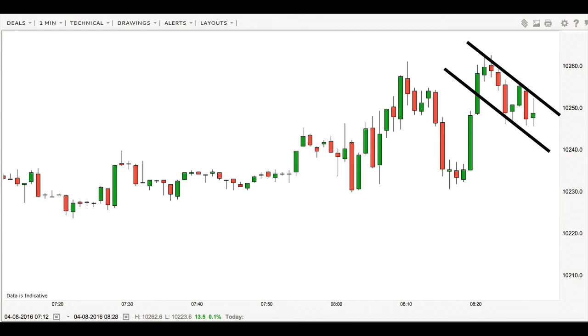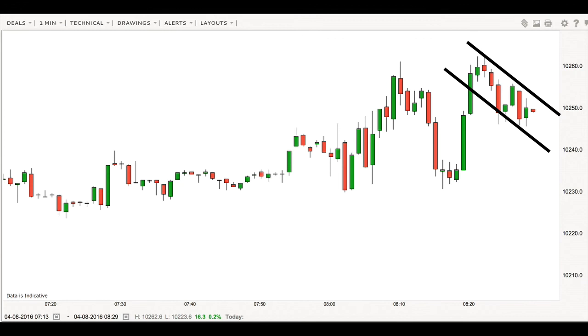Price is always looking to break out of these trend lines, and it's what happens when it does break out of the trend lines that creates the most interest. Does it go back within the trend line, or does it stay outside of it and break out?